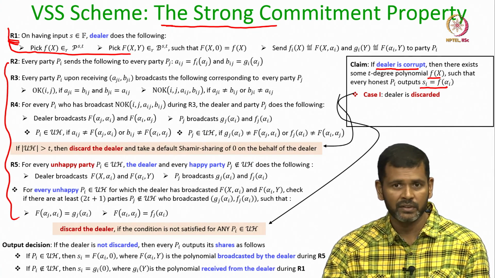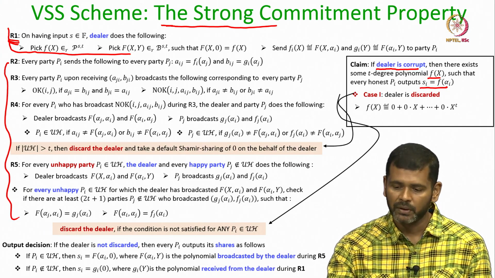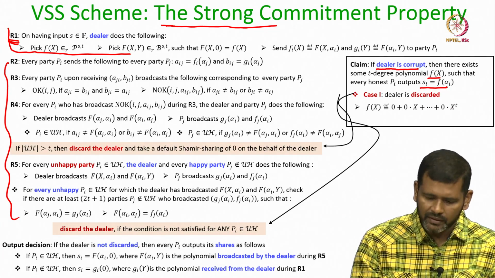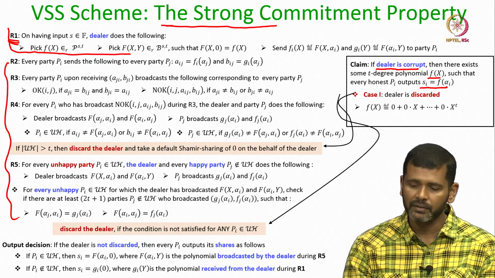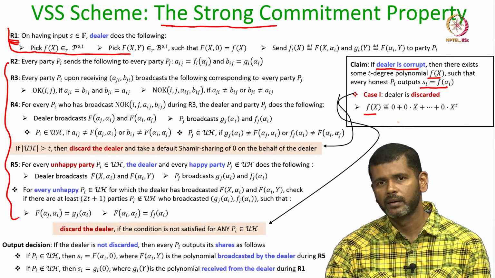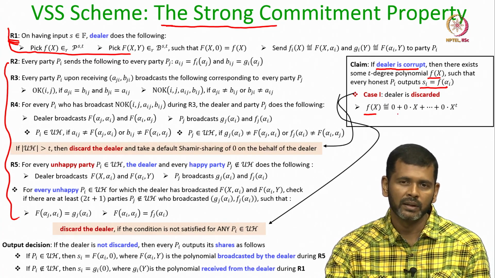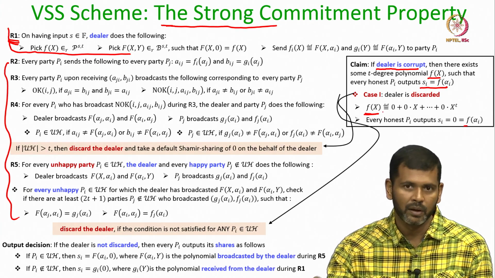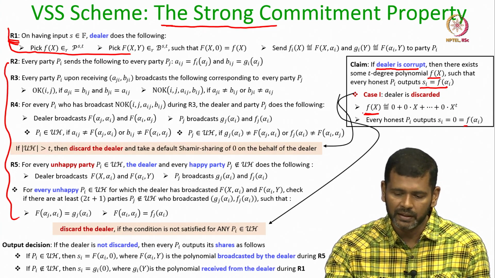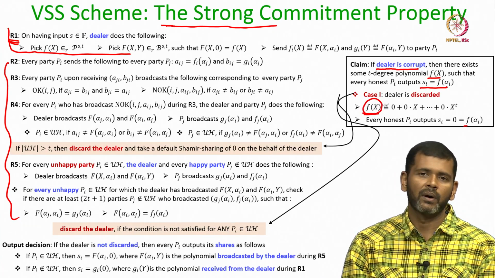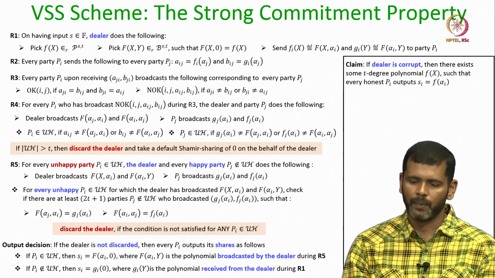If the dealer gets discarded in the protocol, then the claim is trivial, because in this case every party takes a default Shamir sharing of 0. That means, in that case we can consider the Shamir sharing polynomial to be a t degree polynomial where all the coefficients including the constant term are 0, and where the share of every honest party is the value 0, which is nothing but the value of this default Shamir sharing polynomial at x equal to alpha_i.